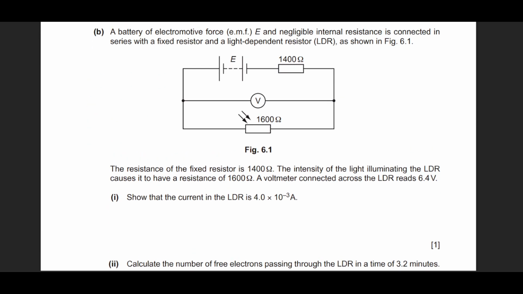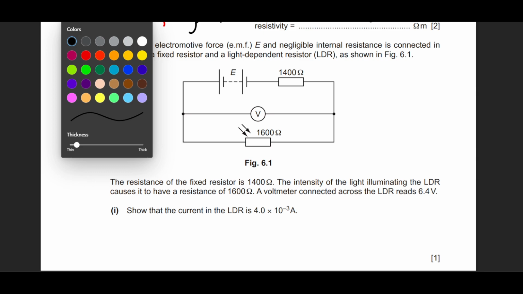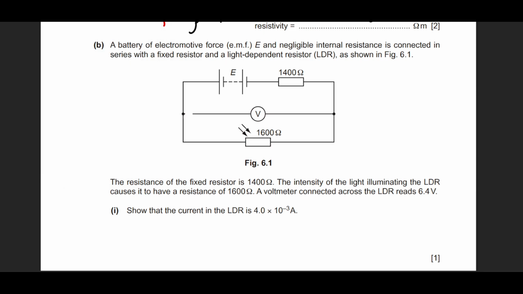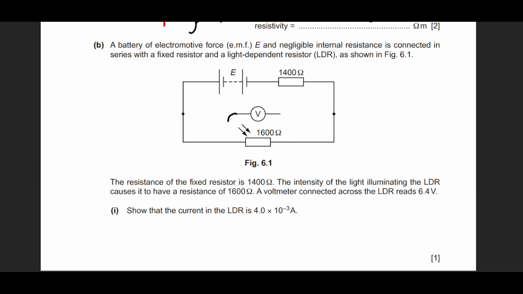Right? Next question: a battery of EMF E, negligible internal resistance. Okay, thank you. So an LDR is given to us. This is the LDR, and this is a fixed resistor. There is a voltmeter connected to the LDR. Okay, so to remove any confusion over here, you could have visualized it this way: the voltmeter is not connected over here. Rather, the voltmeter is actually connected something like this. Then it makes it easier to visualize. This is how the voltmeter is actually connected.